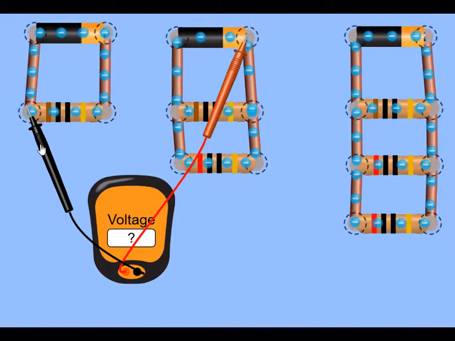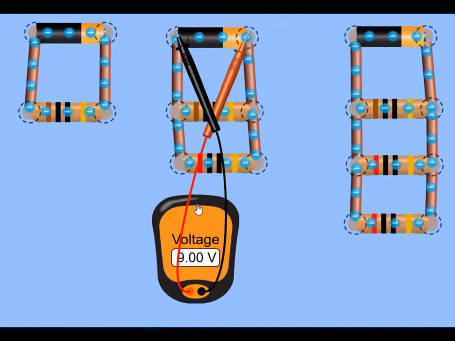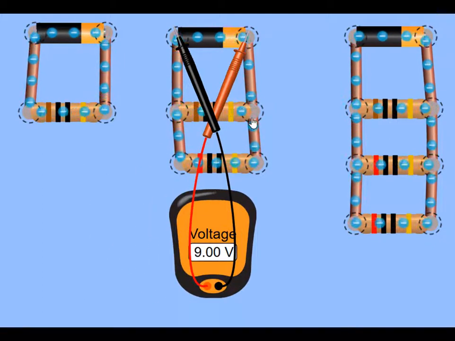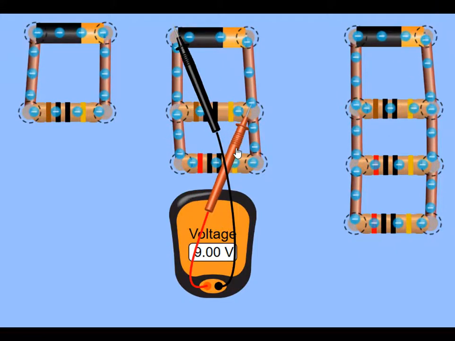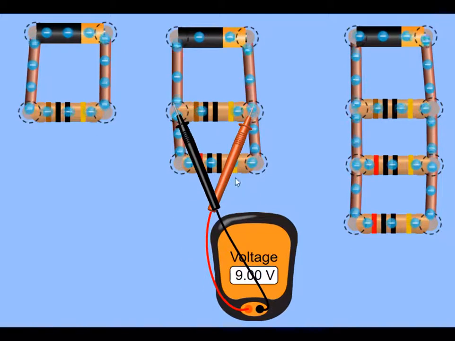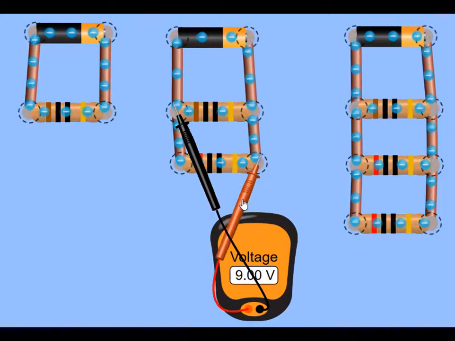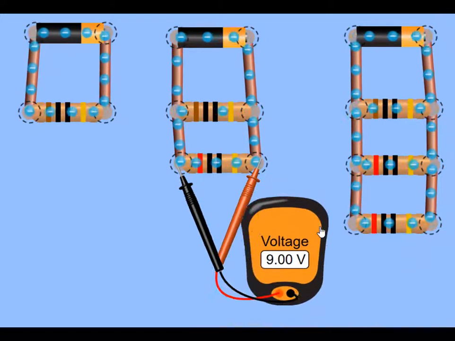Let's go to the second circuit. We measure the potential difference across the battery. Unsurprisingly, it's 9 volt. What are we going to find when we measure the potential difference across each of the resistors? Across the 10 ohm resistor, 9 volt. Across the 20 ohm resistor, 9 volt. We measure across the whole parallel section, 9 volt. Is that what you predicted?